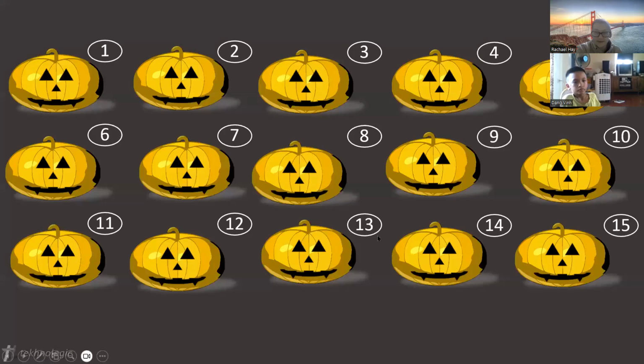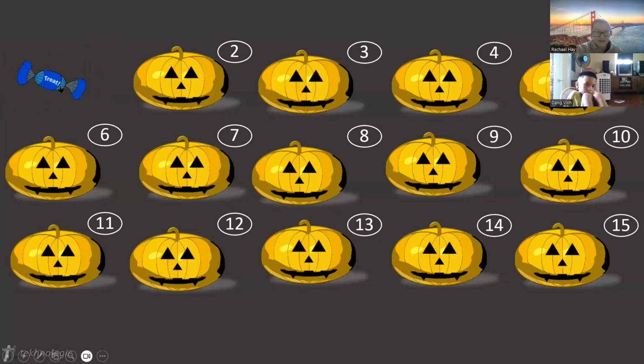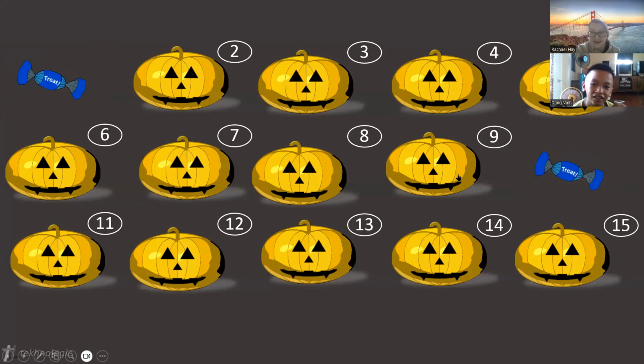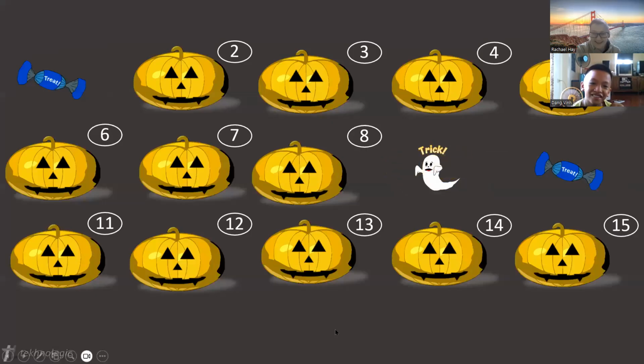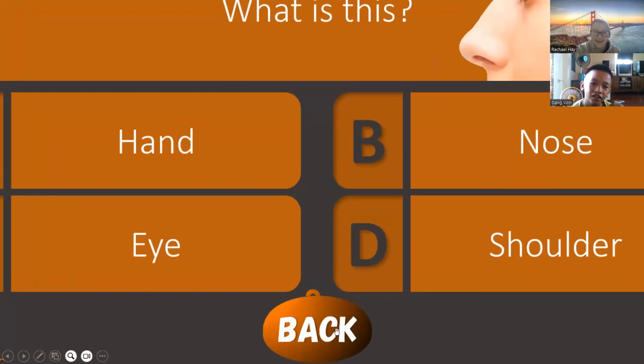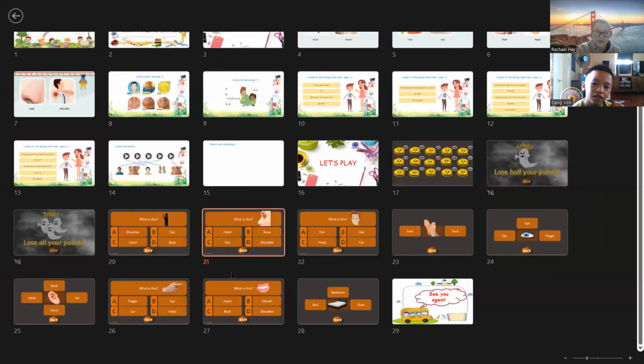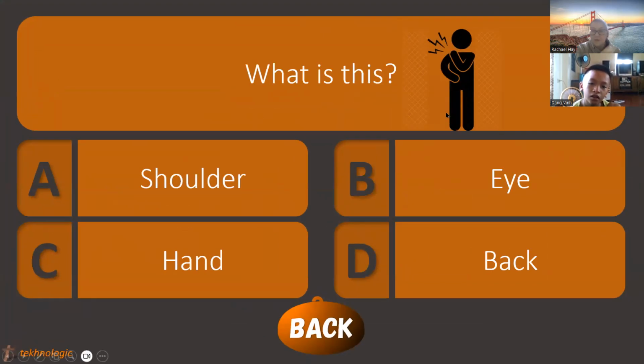Okay, so let's play. Okay, pick a number. Let's see what's behind the number. 10. 9. Oh no. Okay, so let's start. Okay, what is this? This is a shoulder. Good. And which one says shoulder? A, B, C, or D? A.